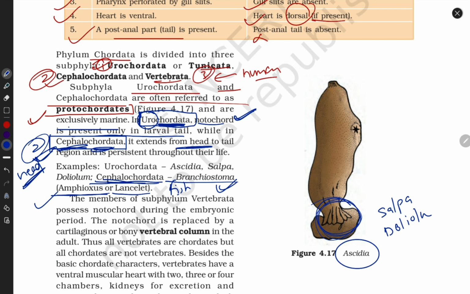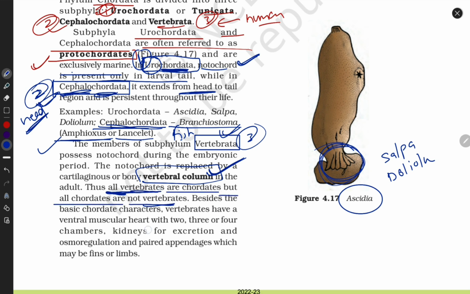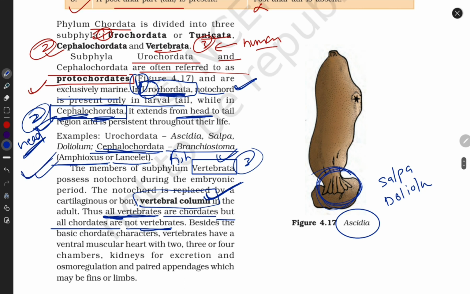First is Urochordata, second is Cephalochordata, and third we now talk about Vertebrata, because we have a vertebral column. Yes, guys, I already completed this. How many vertebrae do we contain? This is the statement: all vertebrates are chordates, but all chordates are not vertebrates. Some are also put into chordates, but that does not mean they have vertebrae. They do not have vertebrae.